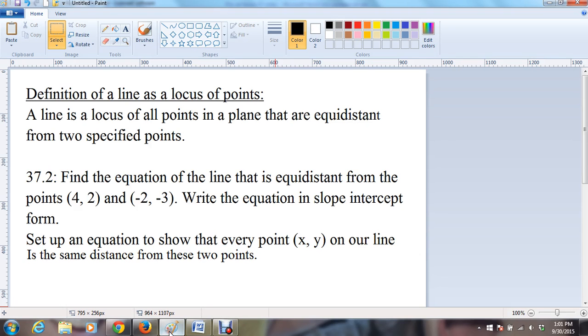Okay, now we're going to talk about the definition of a line as a locus of points. It's just another way of talking about a line. So far we've usually just found the slope and the y-intercept and talked about the line that way. Now we're going to talk about a line as a locus of all points in a plane that are equidistant from 2 specified points. A locus just means a location or a group of points that are equidistant from 2 other points.